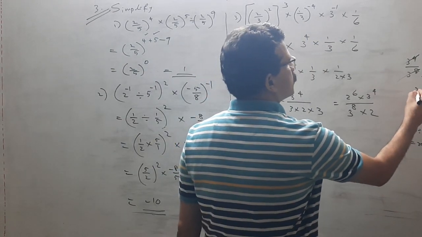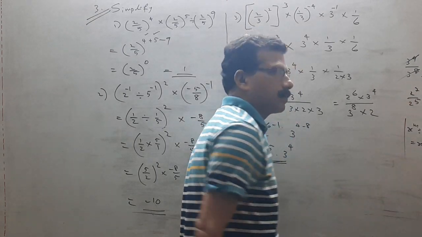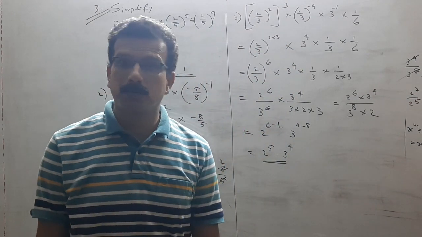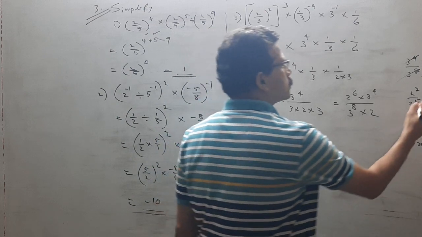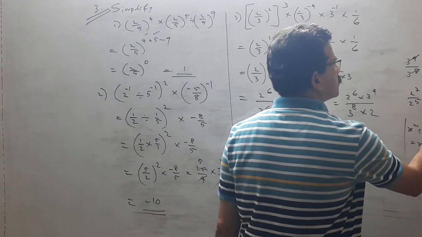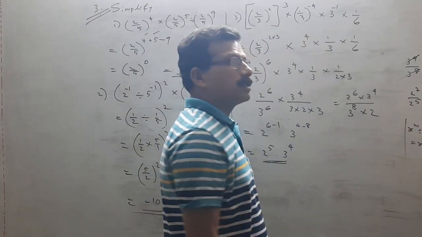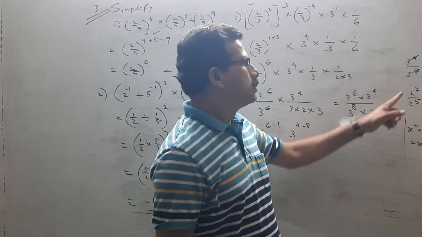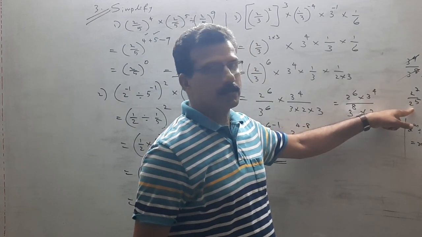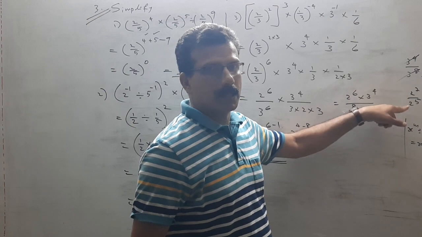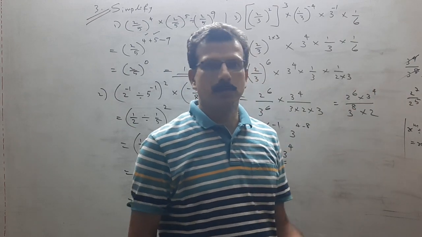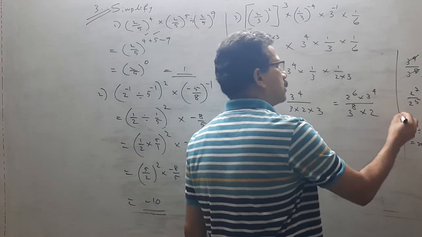2 to the power 7 divided by 2 to the power 5. What is answer? 2 to the power? Answer is 2 to the power 7 minus 5, 2. If you want, we can think it as cutting. Because 2 into 2 into 2 7 times, here 5 times. So 5 times cancel and 2 times remaining. Okay, so we can think the same thing in different way.